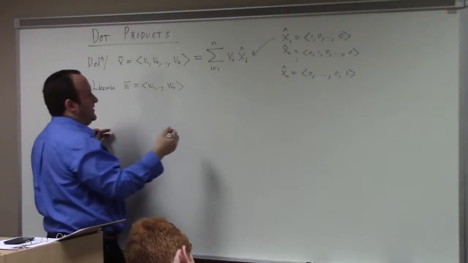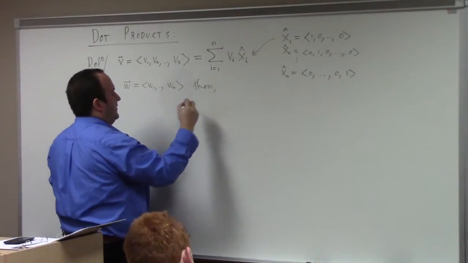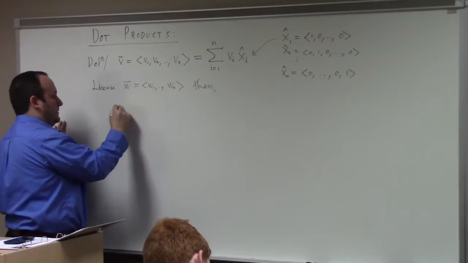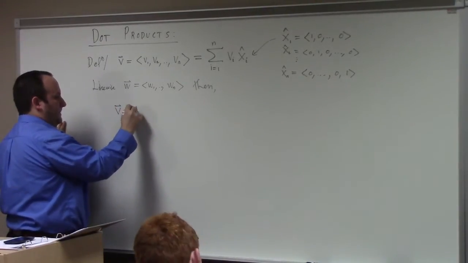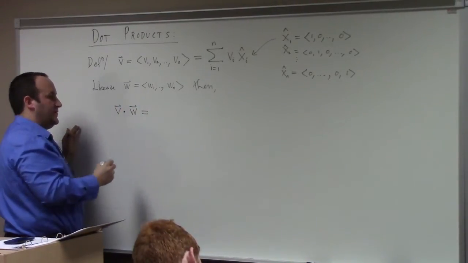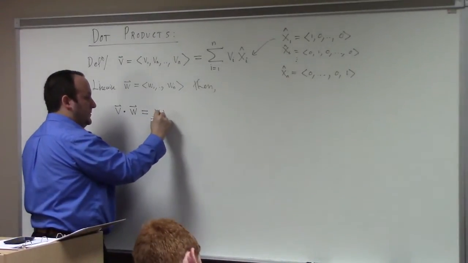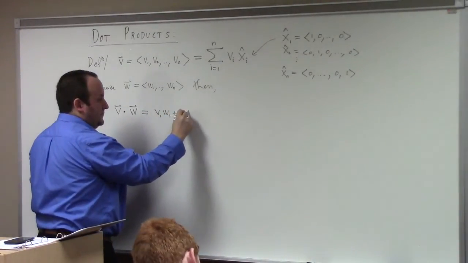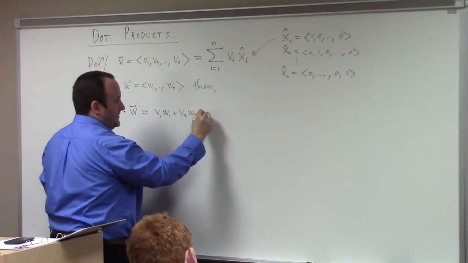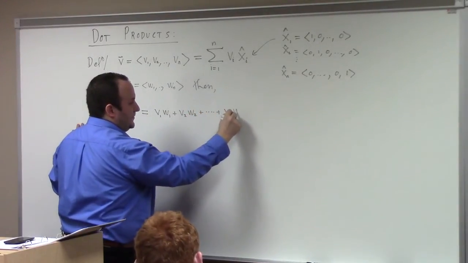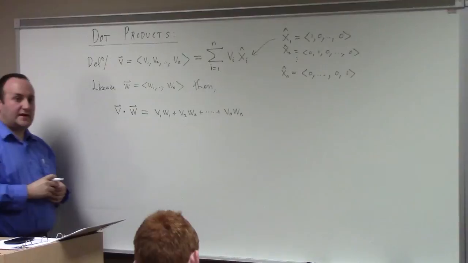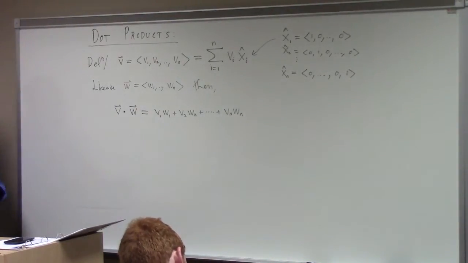So given this setup, we define the dot product, v dot w. Here's the formula for it. It's v1 w1 plus v2 w2 plus ... all the way to vn wn. So this is the dot product of v and w.